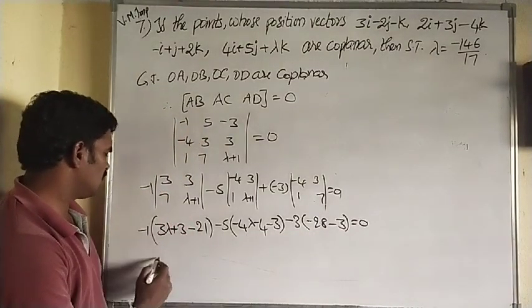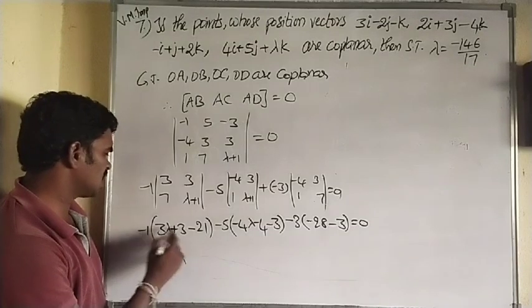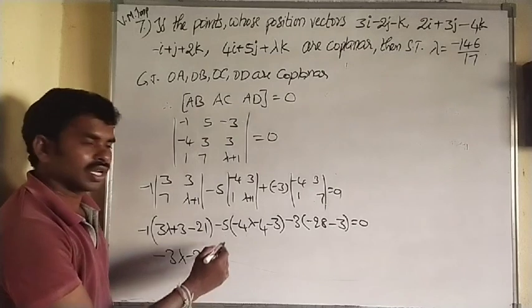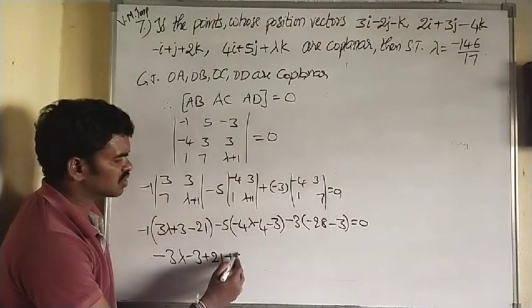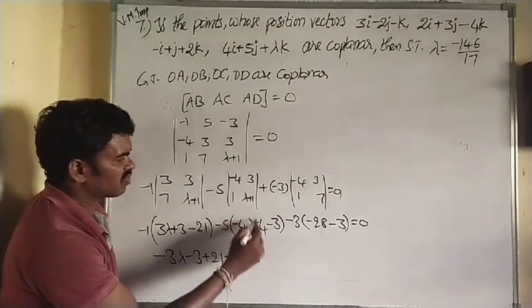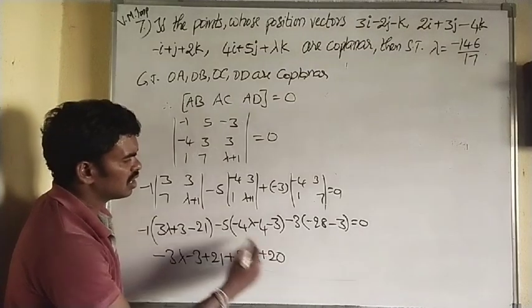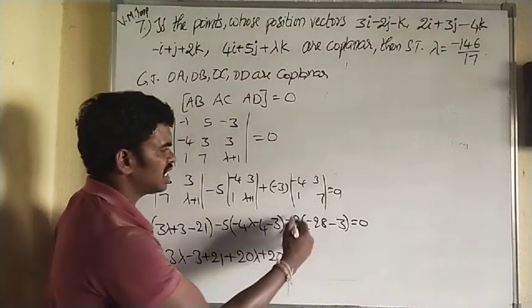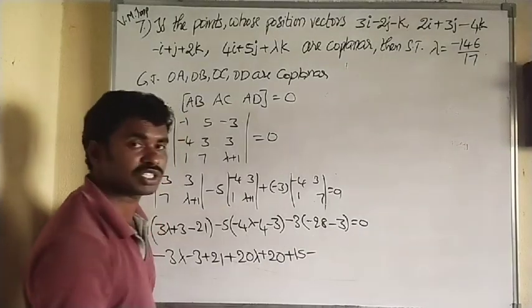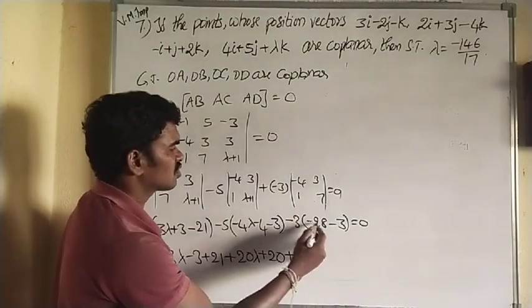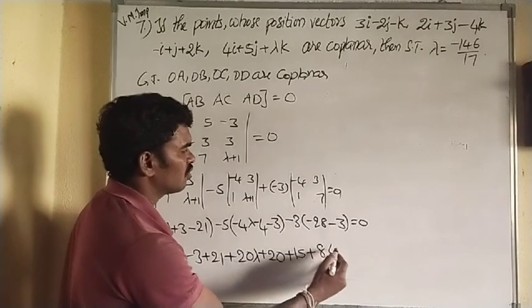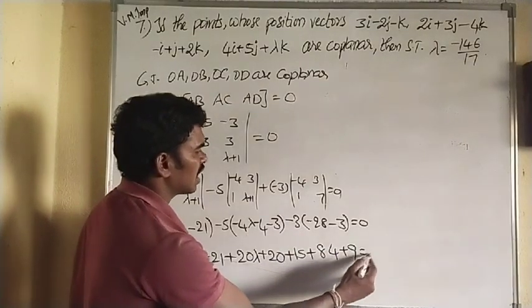So minus 1 into 3 lambda is minus 3 lambda, minus 1 into 3 is minus 3, minus into plus gives plus 21. Next minus 5 into minus 4 lambda becomes 20 lambda, minus 5 into minus 4 becomes plus 20, minus 5 into minus 3 becomes plus 15. Next, minus 3 into minus 28 becomes how much? Minus into minus is plus 28, 3 eights are 24, 3 twos are 6, so 84. Minus 3 into minus 3 is plus 9.